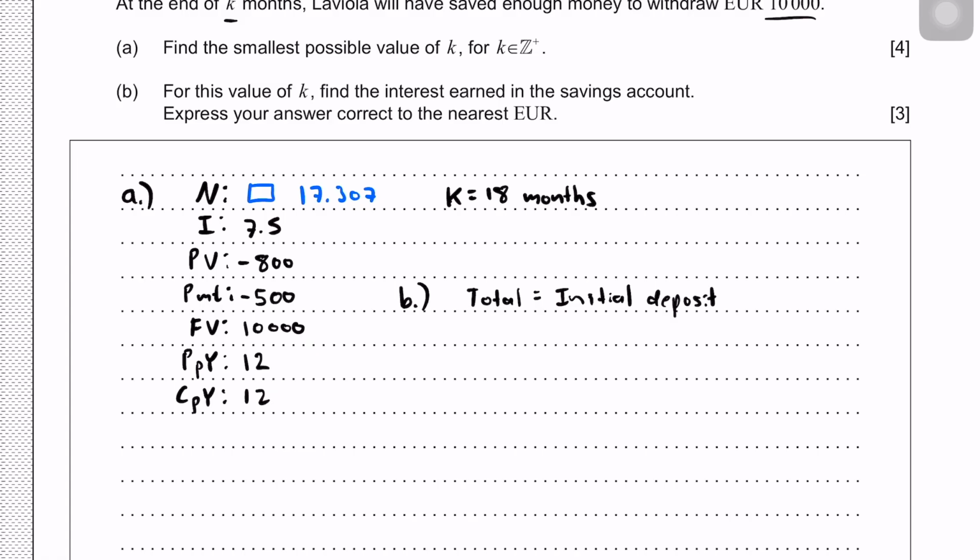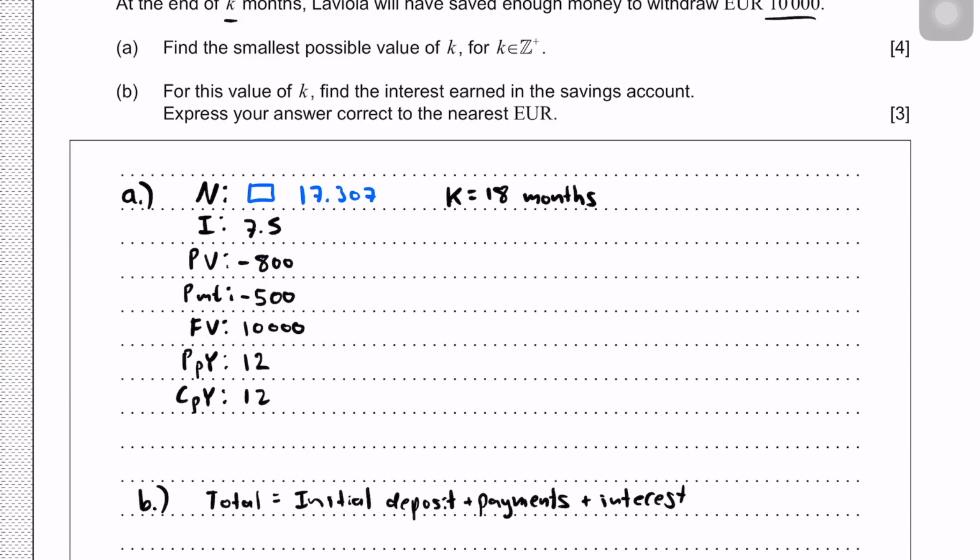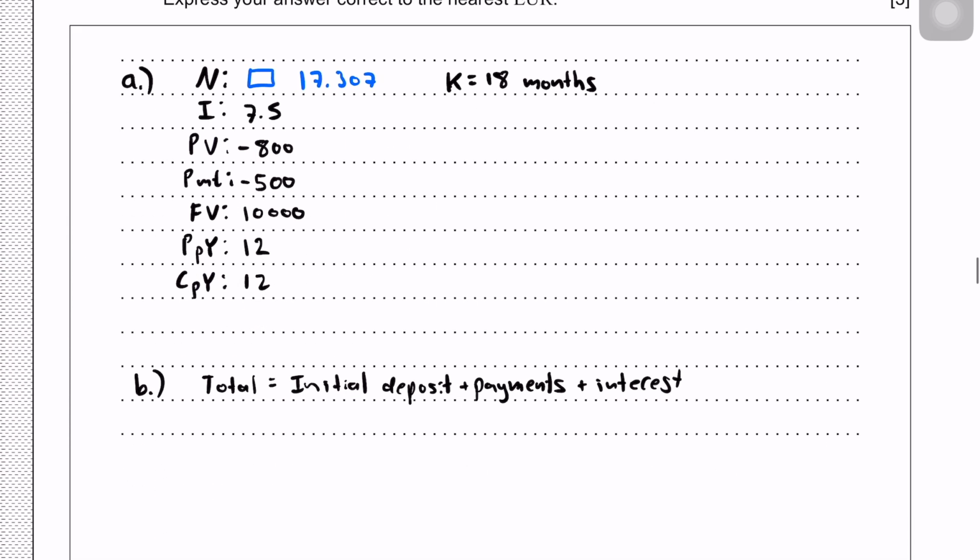It'll be made up of the payments that she has made, so those $500 payments, and it'll also be made up of the interest that she has earned. I'm going to move this down so we can see it in one line. So the total amount after 18 months will be made up of that original $800 that she put in, 18 months' worth of $500 payments, and the amount of interest that the bank has paid her over these 18 months.